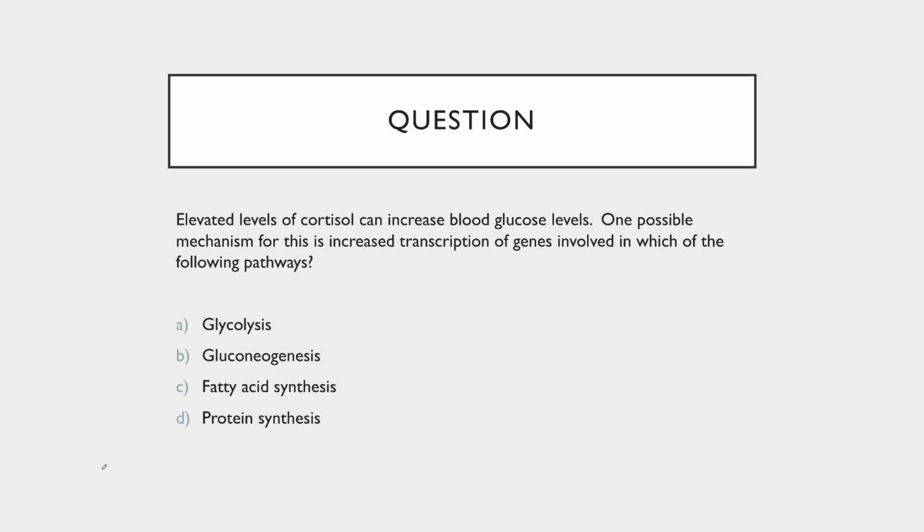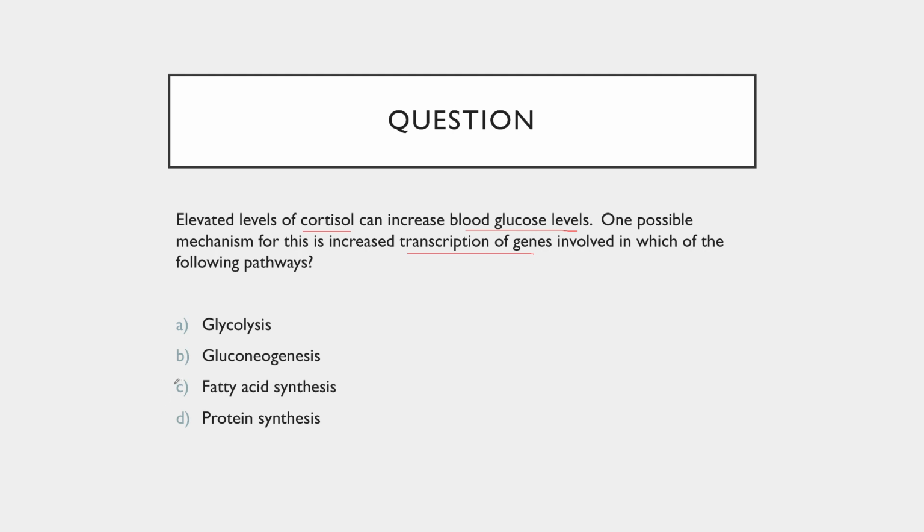So let's finish with a quick question. Elevated levels of cortisol, we know, can increase blood glucose levels. And one possible mechanism for this is increased transcription of genes involved in which of the following pathways. So we know from previous discussions that cortisol is going to be elevated in the fasted state primarily. So we're really asking the question, which one of these pathways is present and active in fasted state metabolism?